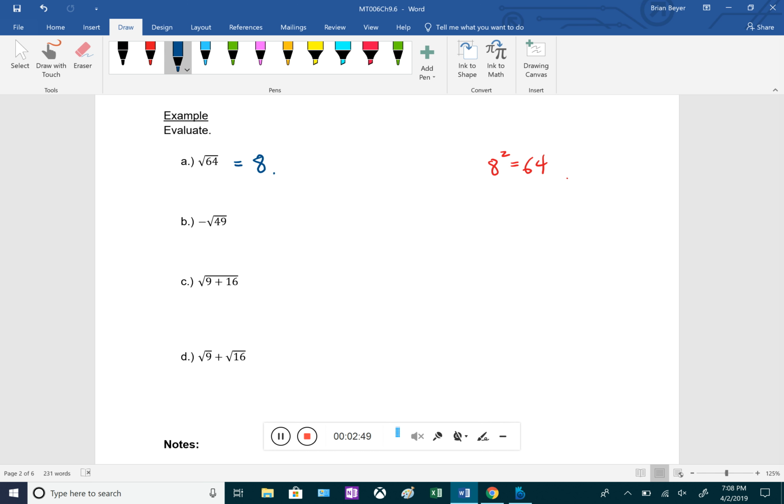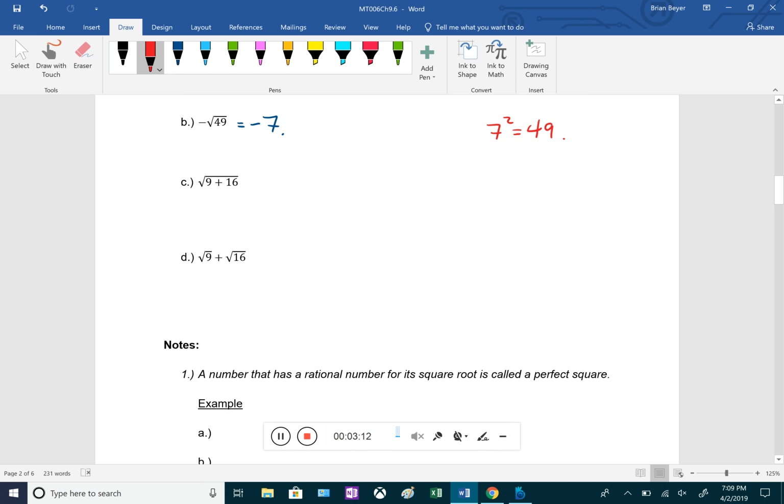Okay, the next one, we have negative square root of 49. The negative is on the outside, so it's coming along for the ride. The square root of 49 equals 7, so this is negative 7, and this is because 7 squared equals 49. Okay, next one, we have the square root of 9 plus 16. We have to simplify what's inside of here first. We get the square root of 25. The square root of 25 is 5 because 5 squared equals 25.